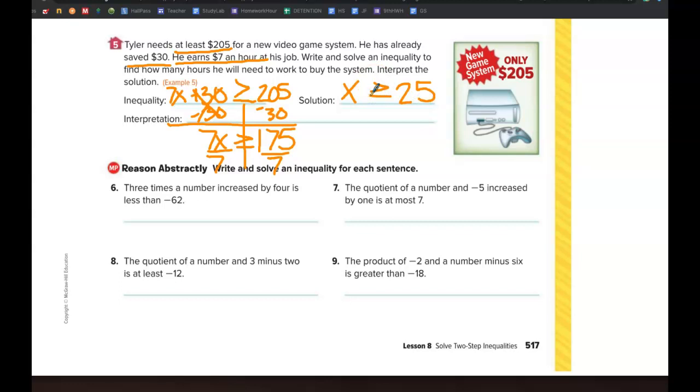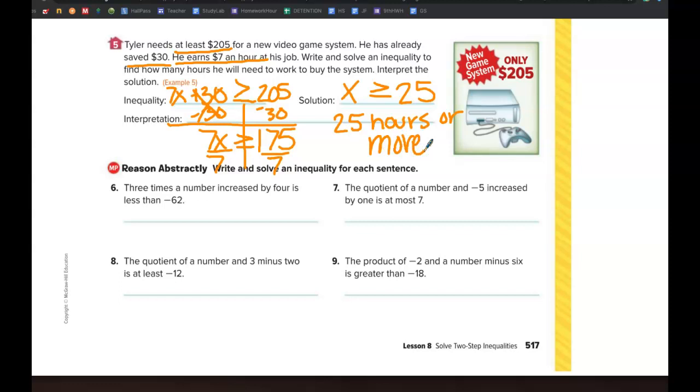Why'd you keep the sign, Tessa? Because of a negative. You didn't divide or multiply by a negative, so you do keep the sign. Questions on that part? So how would you interpret this, Alex? What does X represent? Hours. So how many hours do we need to work? 25. And then hours more or less? Or more. Questions on that?